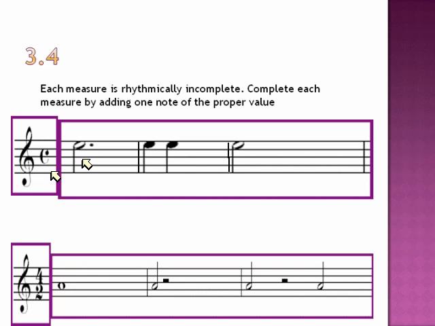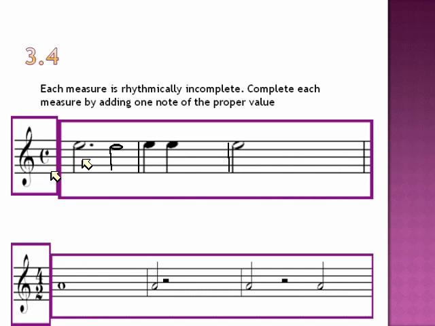Okay, if you see a dotted half note, how many beats is that worth in 4 4 time? It is worth 3. So in order for me to put one note of the proper value, then I will have to put 1 quarter note there. I want to see if I can kind of fill that in. Okay, so that's supposed to be filled in black. So I put 1 note in, and that made it equal 4 beats in that measure.